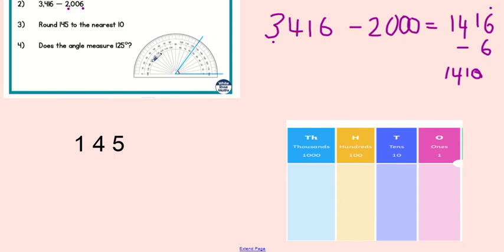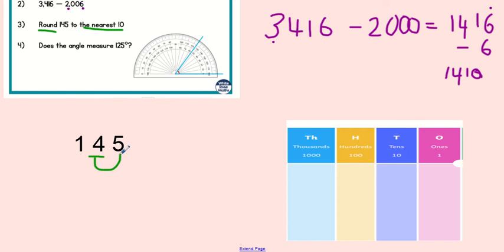Okay, next question then is question 3. So we need to round 145 to the nearest 10. So I've got my number here ready to go. If I'm rounding to the nearest 10, I need to identify which digit represents the tens. So which digit is it, year 6? Which one represents the tens? You're absolutely right. 4 represents the tens.